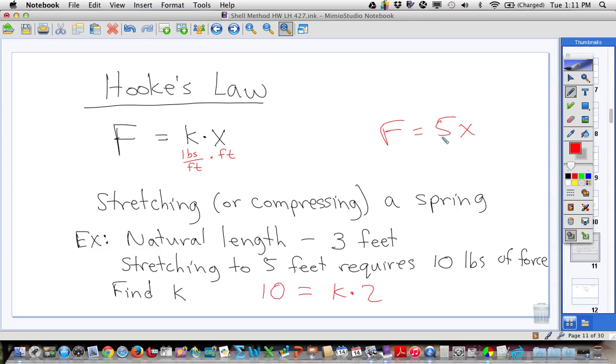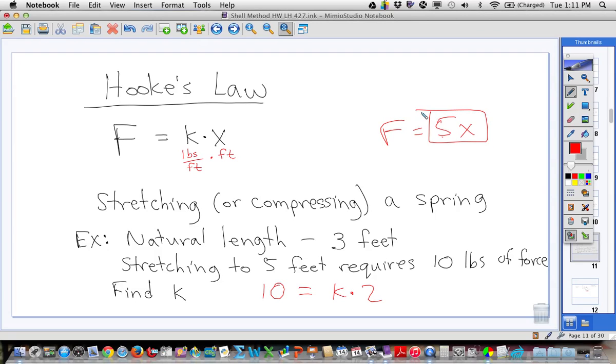That's going to be force. It's 5 pounds for every foot. It takes 5 pounds of force for every foot. So 5 pounds for the first foot, another 5 pounds for the next foot, another 5 pounds for the next foot. Okay? And so that's the pounds of force required.